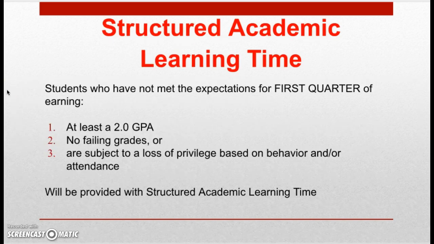Structured academic learning time is going to be the opposite of privilege. So you will be in structured academic learning time if you have not met the required GPA of a 2.0 or have any failing grades for the first quarter. Additionally, as I had mentioned, you may have a loss of privilege based on behavior and or attendance, and this will be determined on a case-by-case basis. But we will be providing you with that structured academic learning time.